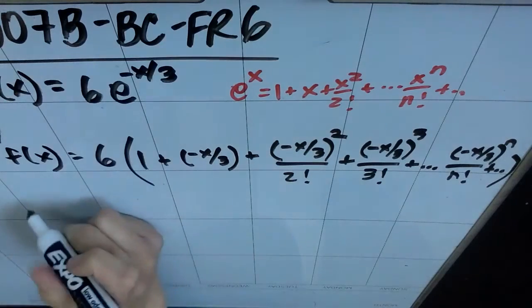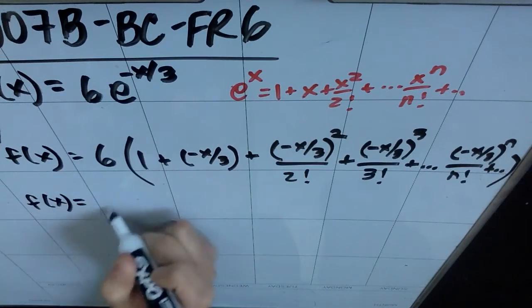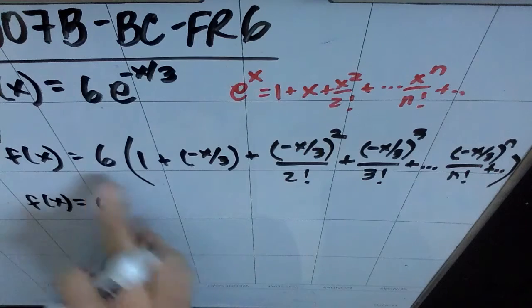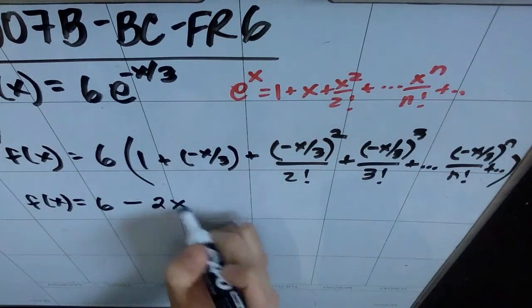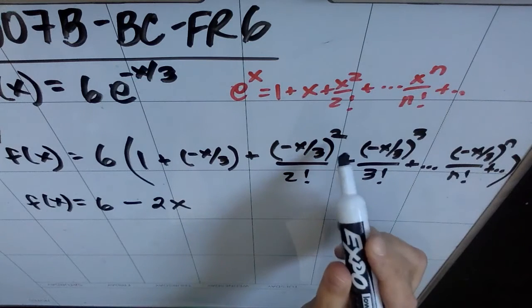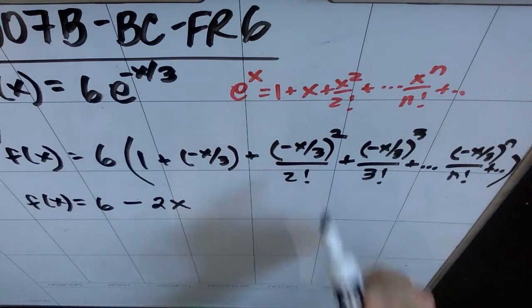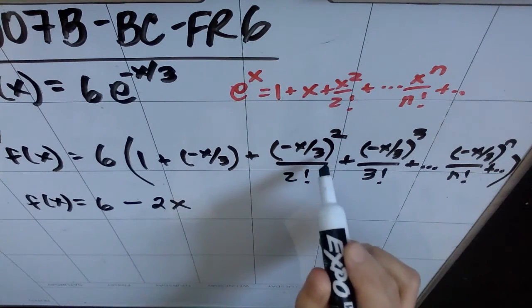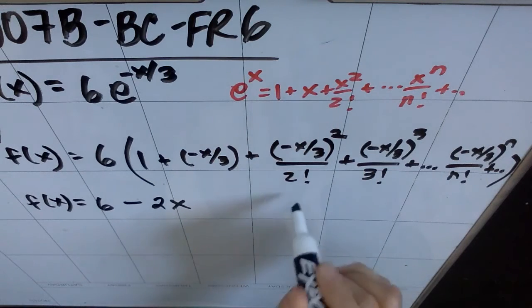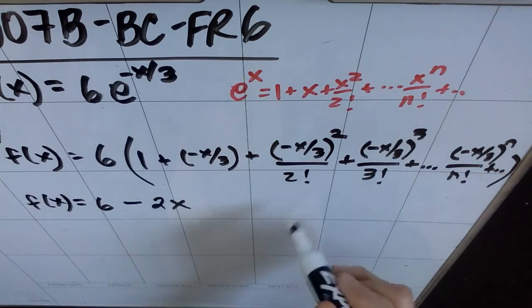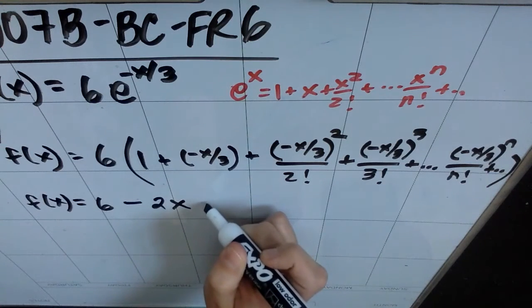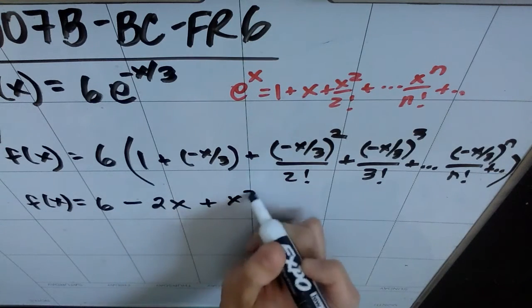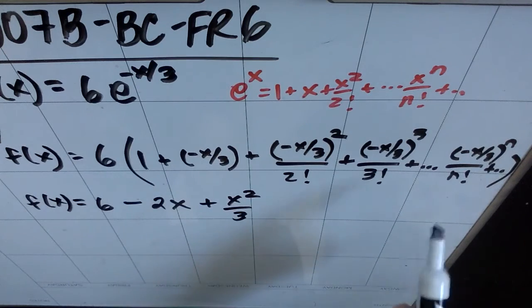So when I start to distribute the 6, my f of x is going to be a 6. The 6 times the negative x over 3 is going to end up being a negative 2x. Now this would have been a positive x squared, and then it's a 9 on the bottom, because the 3 is being squared, times the 2. So it would be an 18 on the bottom. But the 6 is going to cancel with that, so 6 over 18 is just going to give me a 3 on the bottom, so I'm going to get an x squared over 3.